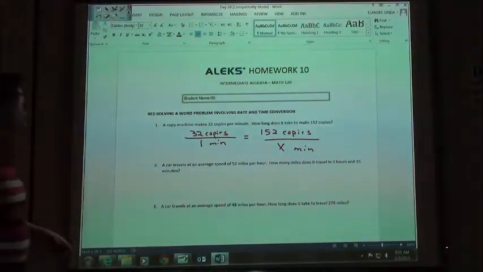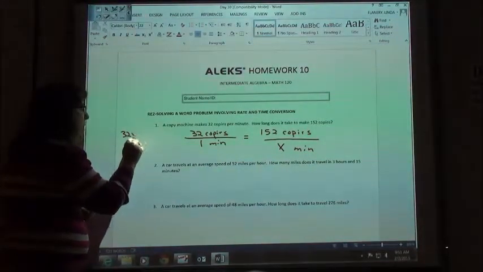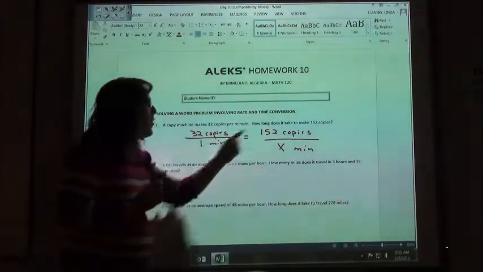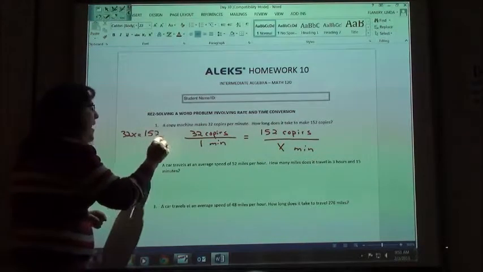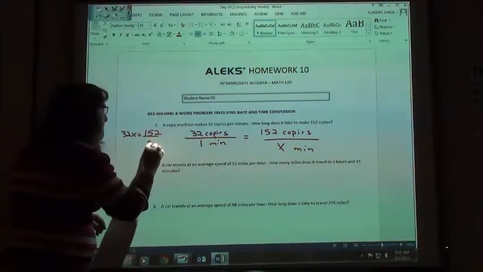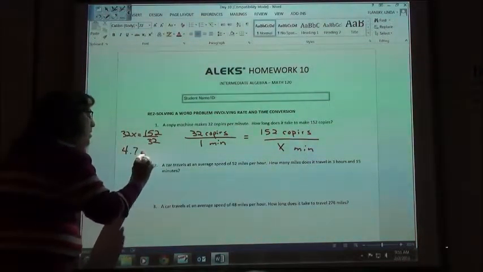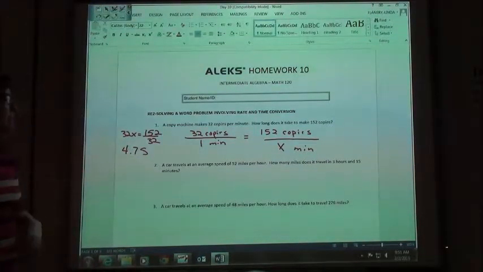So if we cross multiplied, we would have 32 times x. 32x equals 1 times 152. And we can see, oh yep, we end up dividing by that 32. Now, when you divide that by 32, what do you get? 4.75. Our problem here will be, it's not just going to ask how many minutes.